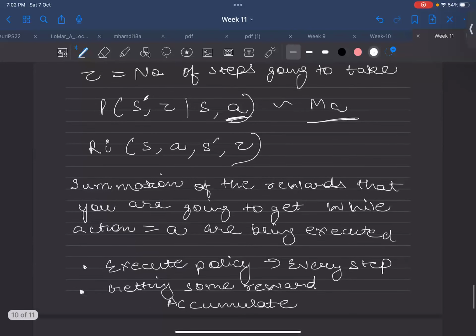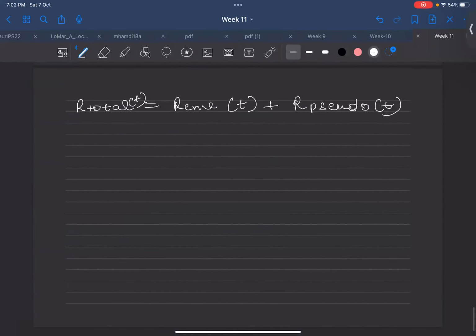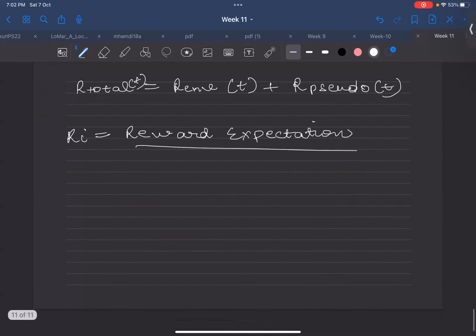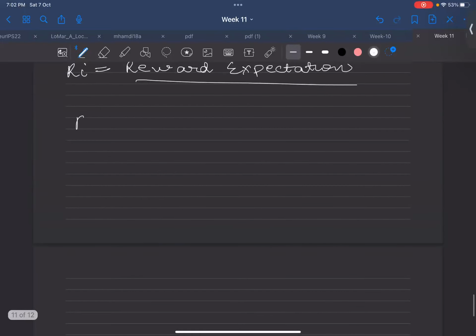Till this time, let's ignore the pseudo rewards. Till this part, I'm only saying that it is a summation of the rewards. If we are doing the sampling, basically I'm doing the sampling, so reward expectation. Let's ignore this S bar, tau, everything. Write it simply like this, basically.